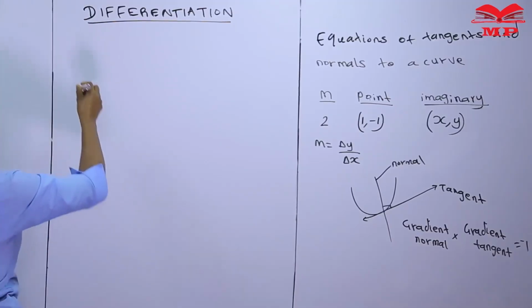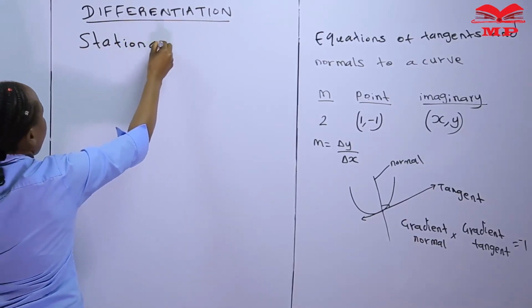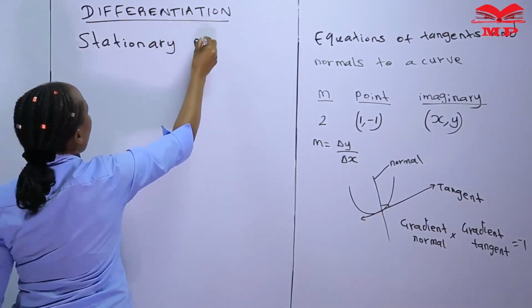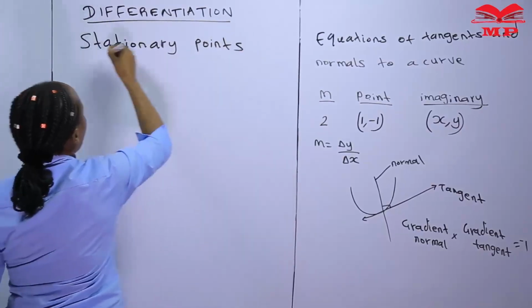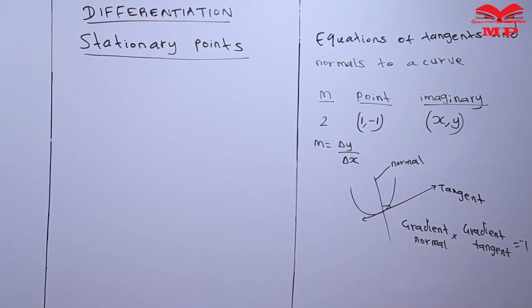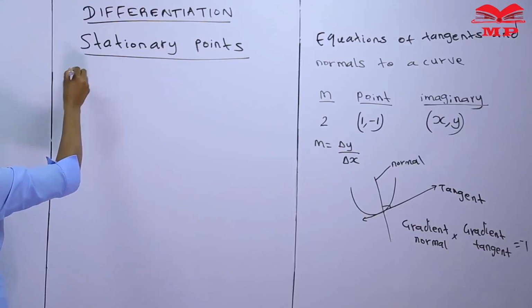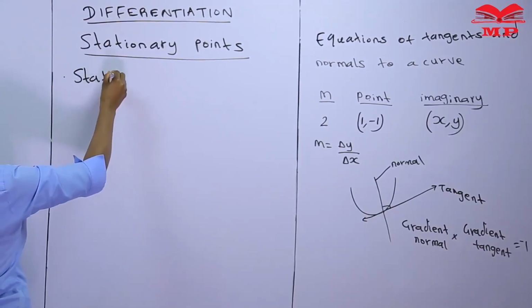So in this lesson, I would like us to look at stationary points. Stationary points. That is our subtopic, stationary point, or stationary points if it is more than one. When we talk of a stationary point, I'll start by defining what a stationary point is.